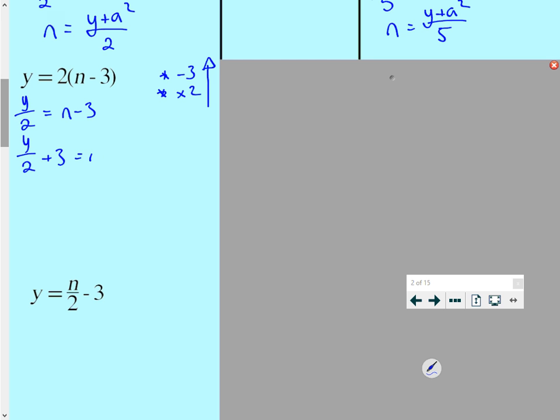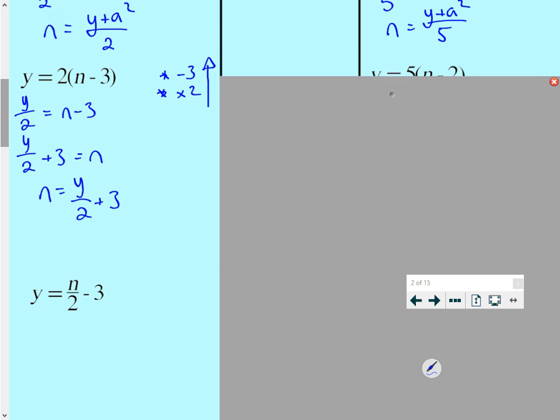Now the add 3 is on the outside of the y divided by 2 fraction, because I'm not halving the 3. That is being added across, or added to both sides, after I've divided that y by 2. So it doesn't go in the same fraction. And again, just like before, I write it with the n on the left-hand side.